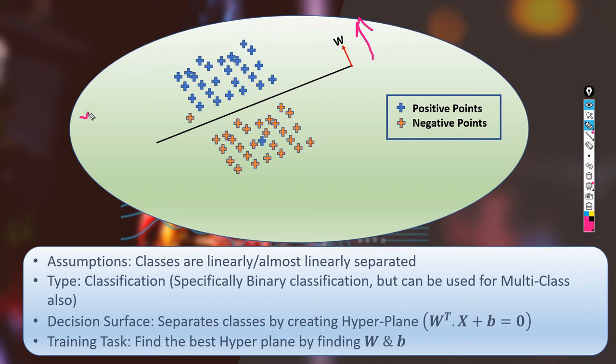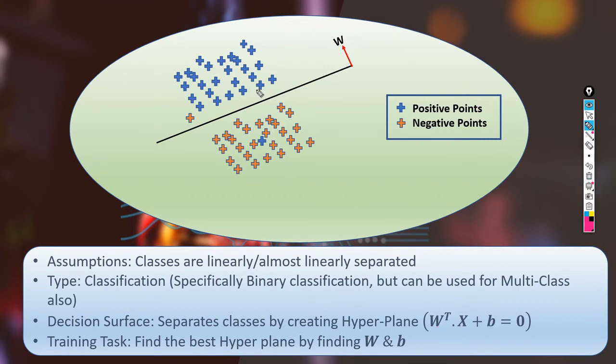In high school you studied y equals mx plus c, which is a straight line equation, where m is the slope and c is the intercept term. Similarly, in W transpose X plus B, W is the slope part and B is the intercept part. In terms of machine learning, W is the weight vector and B is the bias term.